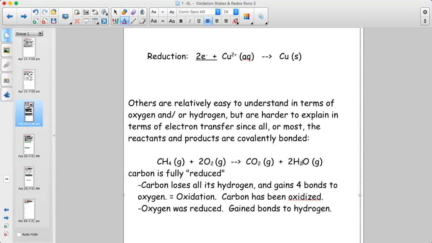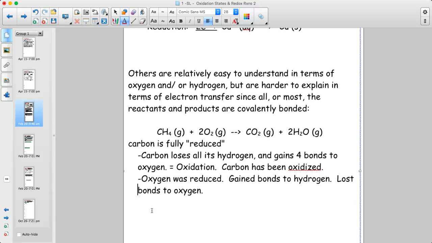You could also say, well, it lost some bonds to itself. It lost some bonds to oxygen. At first, oxygen is only bonded to oxygen. Afterwards, the oxygens are bound to hydrogen or to carbon. So they lost bonds to oxygen. So the definitions with the oxygen and the hydrogen work fairly well for this example. The definition that would be tricky here is the one about electrons.